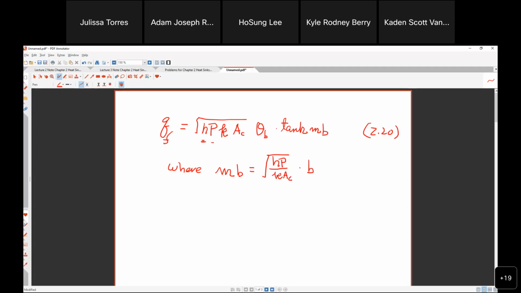So what is P? Perimeter? Yes, you know, it depends on the shape. In a rectangular fin, what is the perimeter? L times t. I think if it is correct, say yes. Somebody. Okay. What is k?